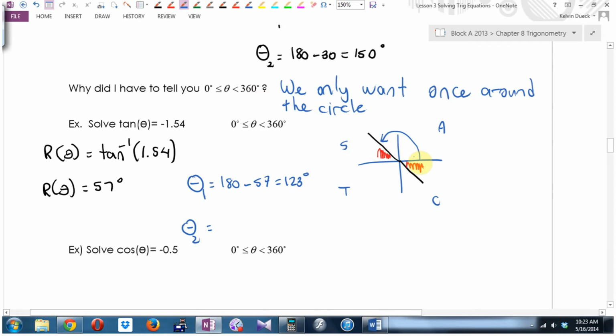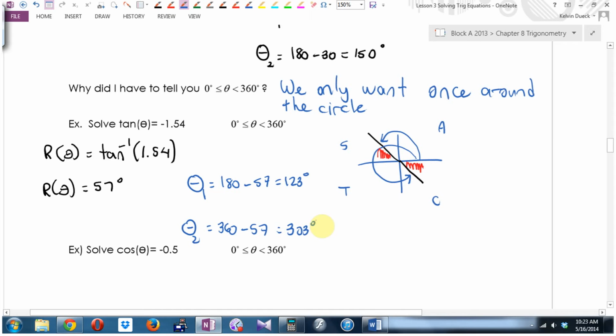The second angle is that one. How can I figure out how big that one is? 360 minus 57. 303.